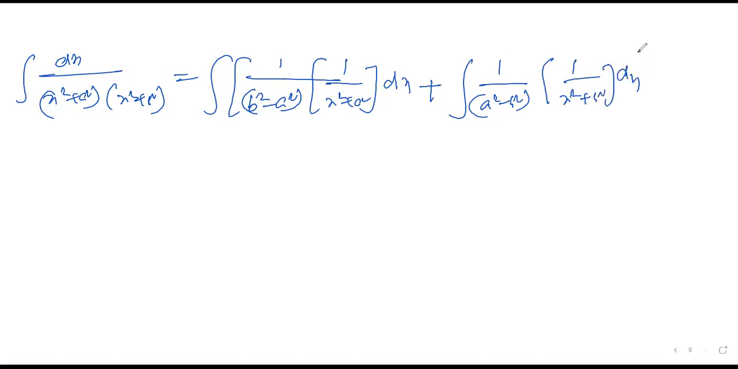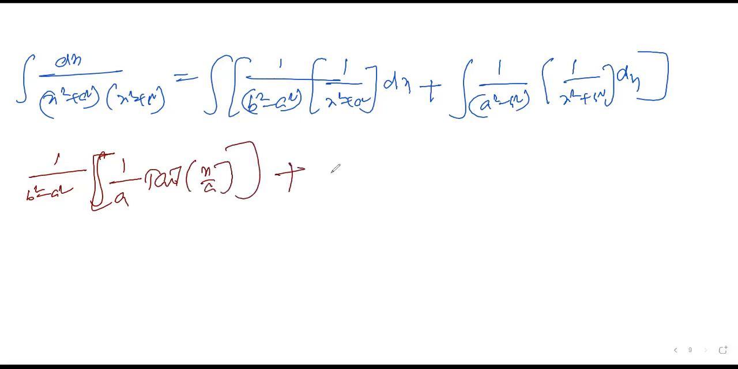Still no doubt at all? It's very simple. Now continue that. 1 by b square minus a square coming, I'll write integration 1 by x square plus a square. What is it? 1 by a tan inverse x by a, right? I'll write the direct answer: 1 by a tan inverse x by a. Plus 1 by a square minus b square into 1 by b tan inverse x by b plus c.